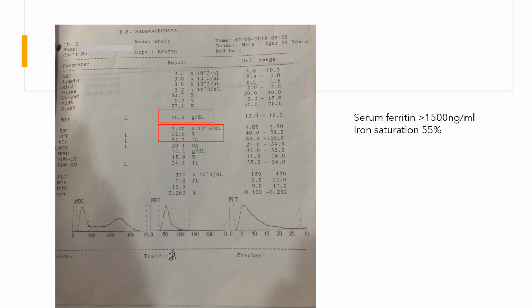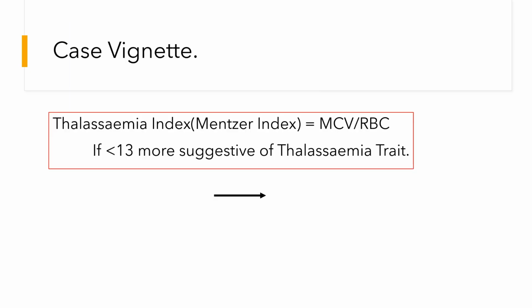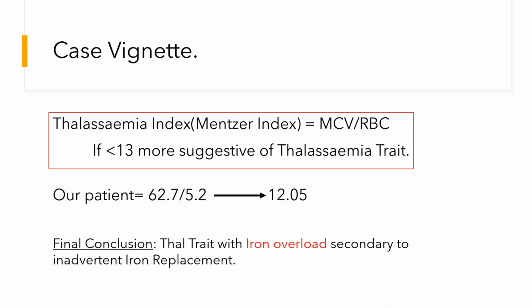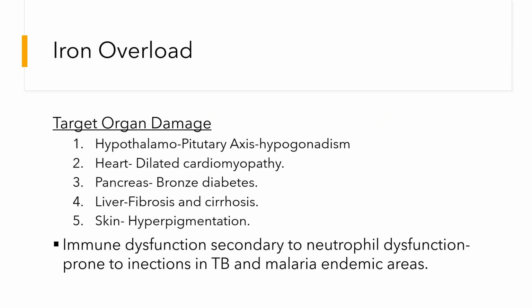So what is the underlying pathology? There's a thing called the Mentzer index, or we commonly call it the thalassemia index, that is MCV divided by RBC. If it is less than 13, it is more suggestive of thalassemia trait. So what is the thalassemia index in our patient? It is 12.05. So the patient is having undiagnosed thalassemia trait, and the patient is iron overloaded because we have prescribed iron for a 10-year period without any proper response.